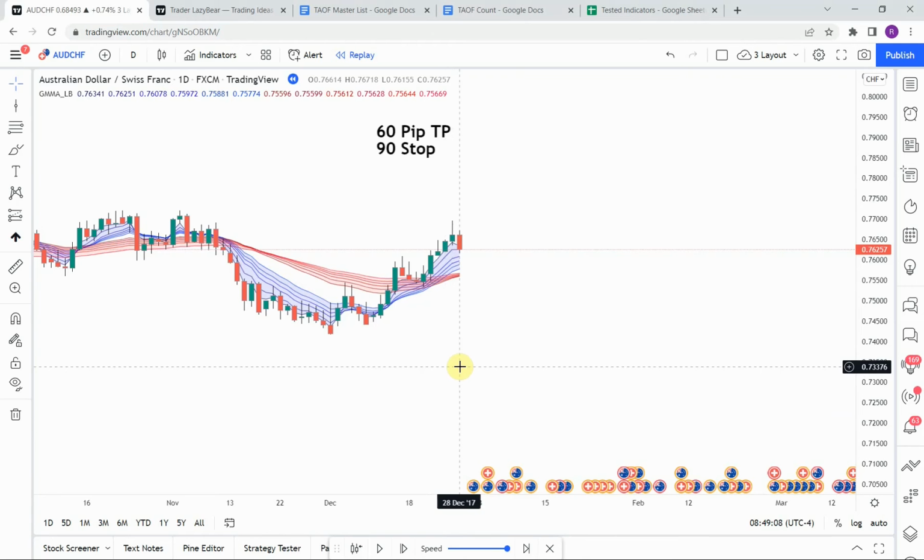Today we will be testing the Guppy multiple moving average.